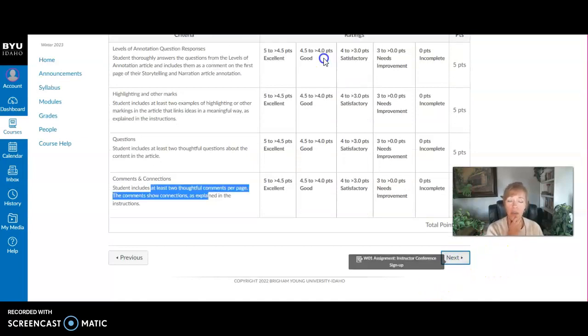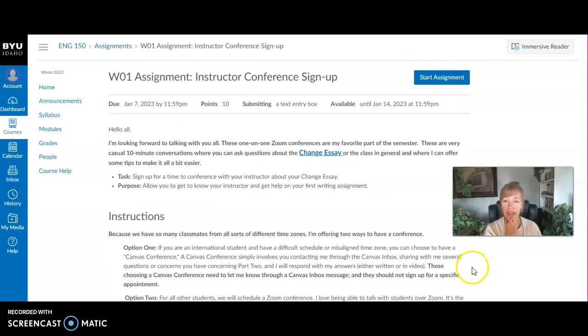Let's see if there's anything else. The last thing that we're going to do this week is, next week we're going to meet together one-on-one, just to introduce ourselves to one another, to talk a little bit, to answer any questions you have about the change essay. It's really helpful and really important, and we're just going to do it through Zoom.